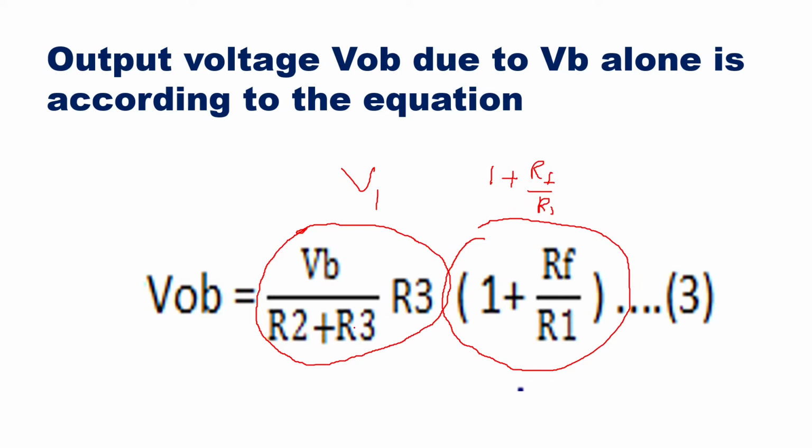So VOB will now be equal to V1, and V1 was VB upon R2 plus R3 into R3, multiplied by the gain. This is the gain of the non-inverting amplifier, whereas the gain of the inverting amplifier was minus RF upon R1. The gain of the non-inverting amplifier will be 1 plus RF upon R1. Now this is going to give you the voltage VOB. Now you have VOA and VOB both, and you have to add them to get the actual output of this circuit.